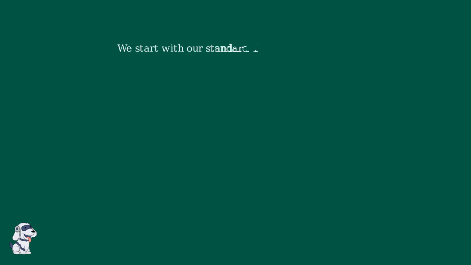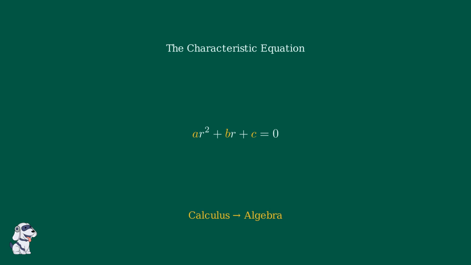To solve these equations, we use a tool called the characteristic equation. It acts as a bridge, turning complex calculus into simple algebra. We assume a solution of the form y equals e to the power of r times t. When we plug this into our derivatives, the calculus naturally simplifies. Replacing derivatives with powers of r gives us the characteristic equation, ar squared plus br plus c equals 0. This algebraic form is much easier to manage, allowing us to find the roots that define the system's behavior.